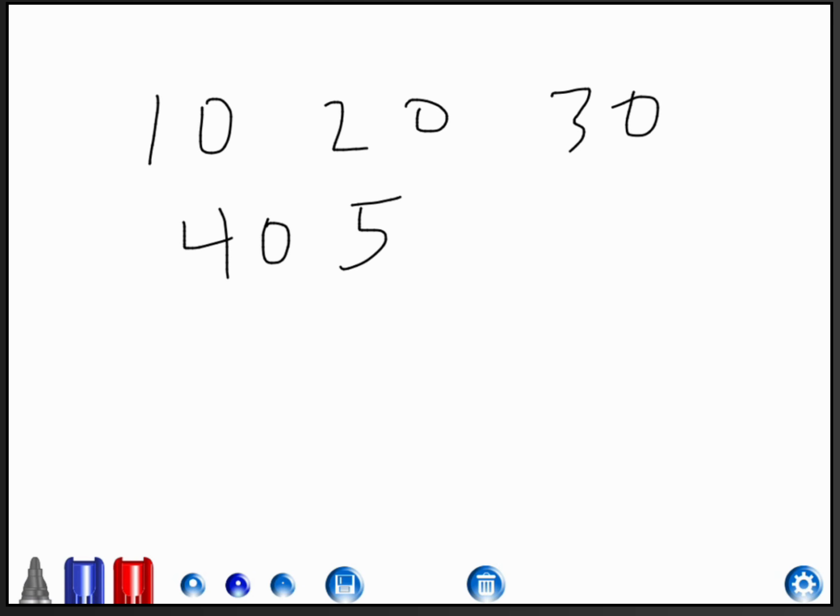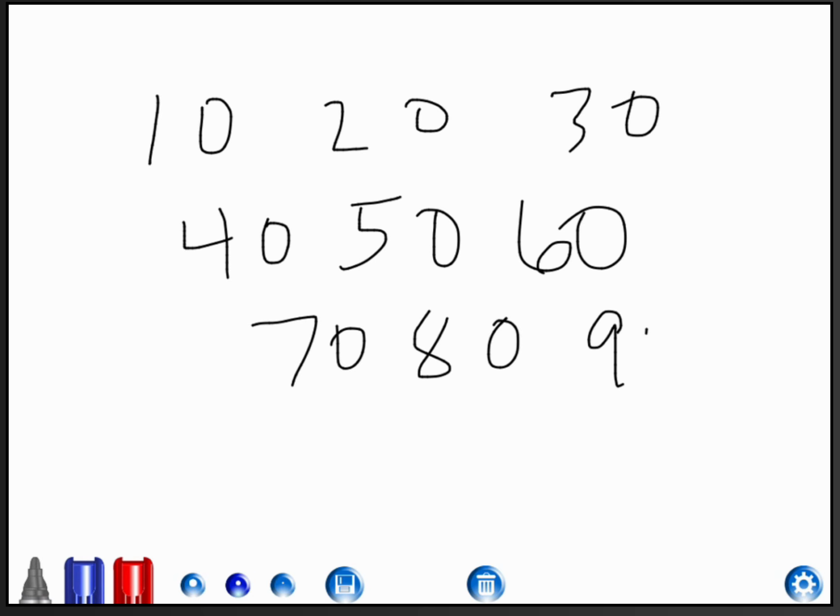Rounding 3-digit numbers to the nearest 10. Just like when you round 2-digit numbers to the nearest 10, your answer is going to end in 0. So your answer is either going to end in a 10, a 20, a 30, a 40, a 50, 60, 70, 80, 90, or 100, maybe 200, 300. It's going to end in zeros though, just like it did when we rounded 2-digit numbers to the nearest 10. And it's going to work really the exact same way.